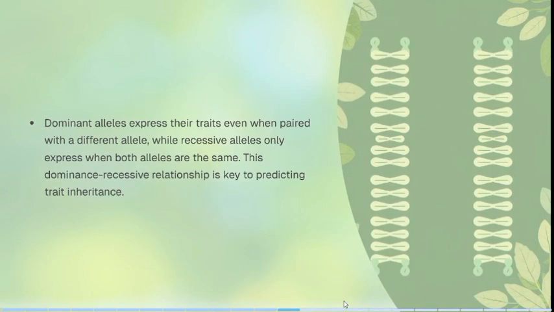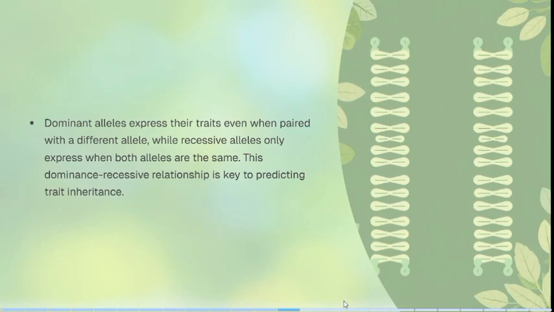Dominant alleles express their traits even when paired with different alleles. This is what we see in cases where the child looks more like the father or looks more like the mother. In this kind of case, it doesn't mean that only the mother's gene was being transmitted, or only the mother's allele was being deposited to the child. What happened is that the mother's allele was probably dominant in some aspects. So when the mother's allele is dominant, it will be expressed more in the offspring.